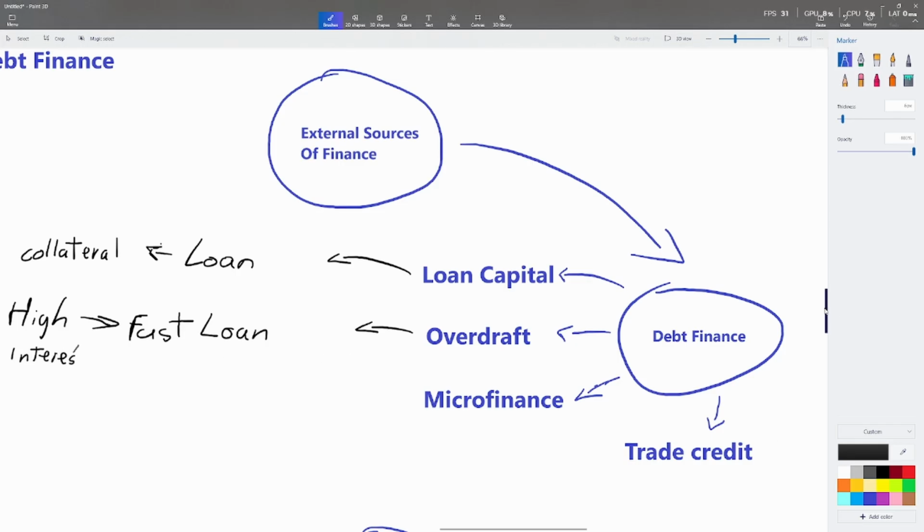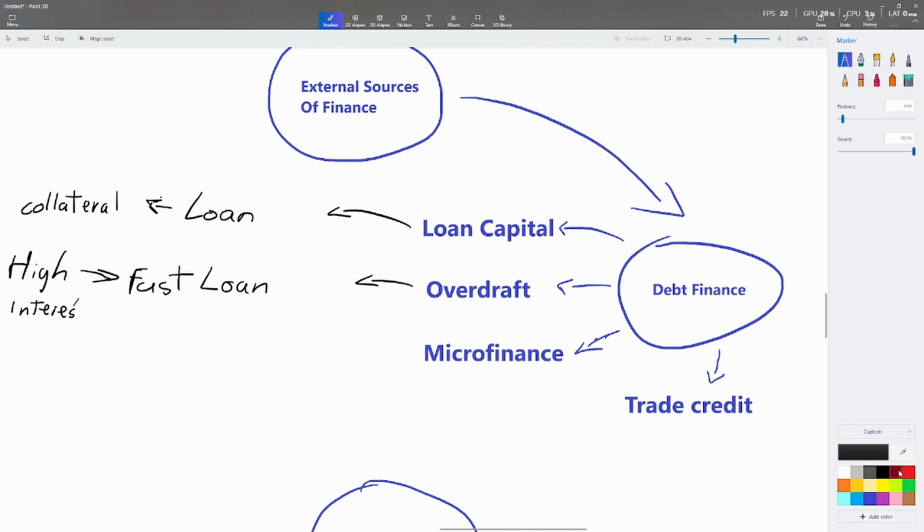Then microfinance is usually finance in very small sums. What this means is that when you have a loan, you have to give collateral to get the loan. However, the thing with microfinance is that you don't have to do it. This is usually given to people in low income countries who want to start businesses but don't have the opportunity to take a loan.